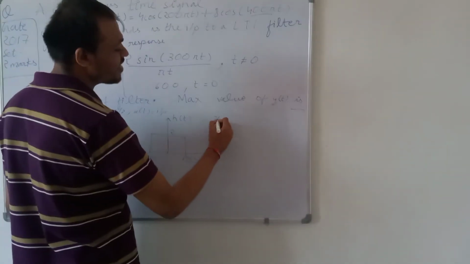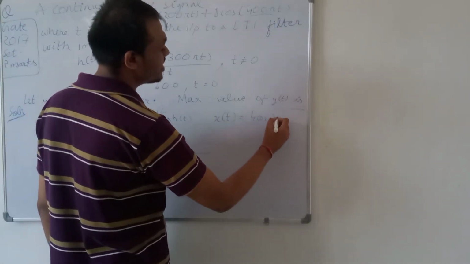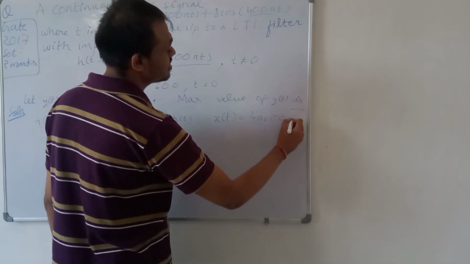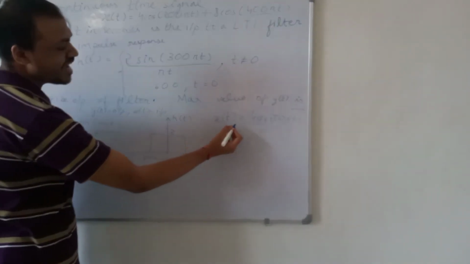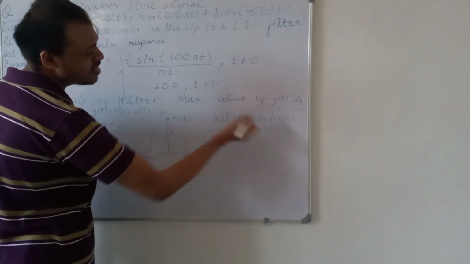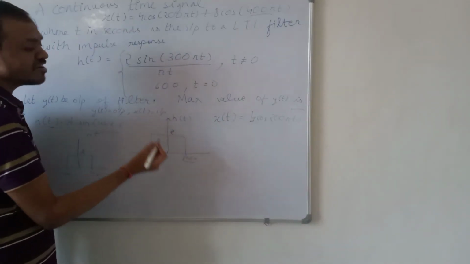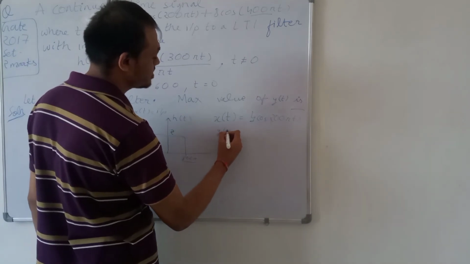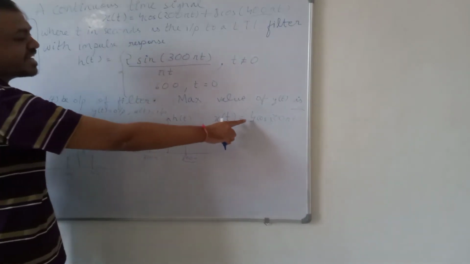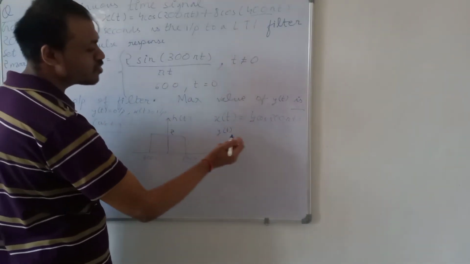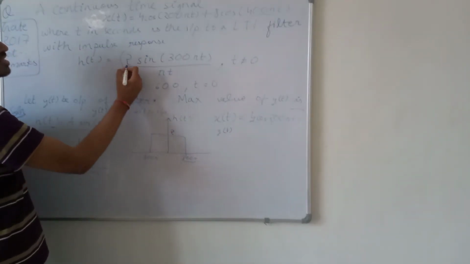So we can modify x(t) as 4 cos(200πt), because the 400πt component will not transmit. So the maximum value of x is 4, because the maximum value of cos is 1 only, and the maximum value of h(t) is 2. So we have to find the maximum value of y(t). The maximum value of the input is 4, because it is 4 cos(200πt), and the amplitude of the impulse response is 2, because this is given as 2.